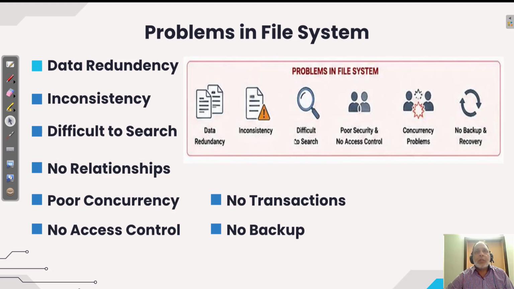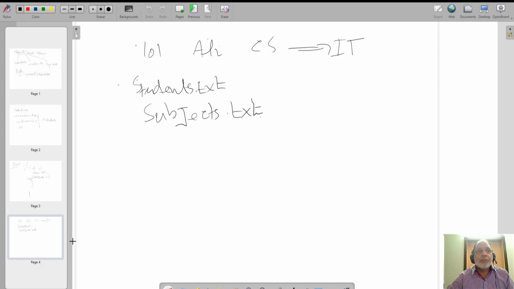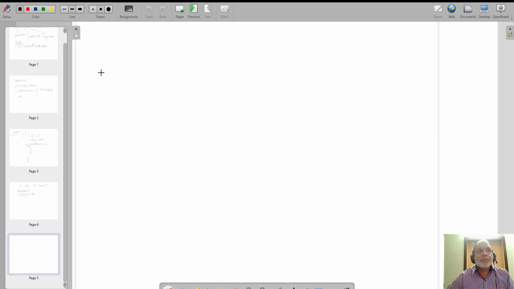As discussed before, there are a lot of problems in the file system. First, data redundancy, which means the data is repeated again and again. For example, in the students.txt file, we can have the roll number or ID, and the name is Ali.